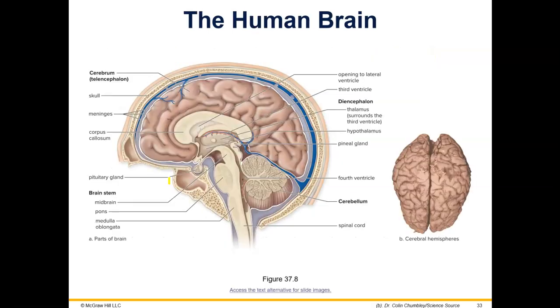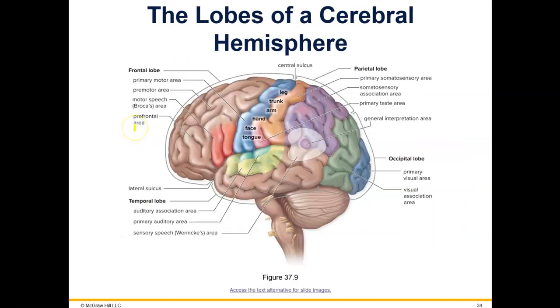Okay, and then here we have some structures. The frontal lobe. Well, I don't see it on this diagram. Here we go. The frontal lobe is shown here. And the frontal lobe contains the primary motor area, that's in blue, the premotor area, the motor speech area called Broca's area, and then the prefrontal area. You may have heard of the prefrontal cortex, and you may have heard that it doesn't fully develop until you are 25 years old. I think we talked about that in class.